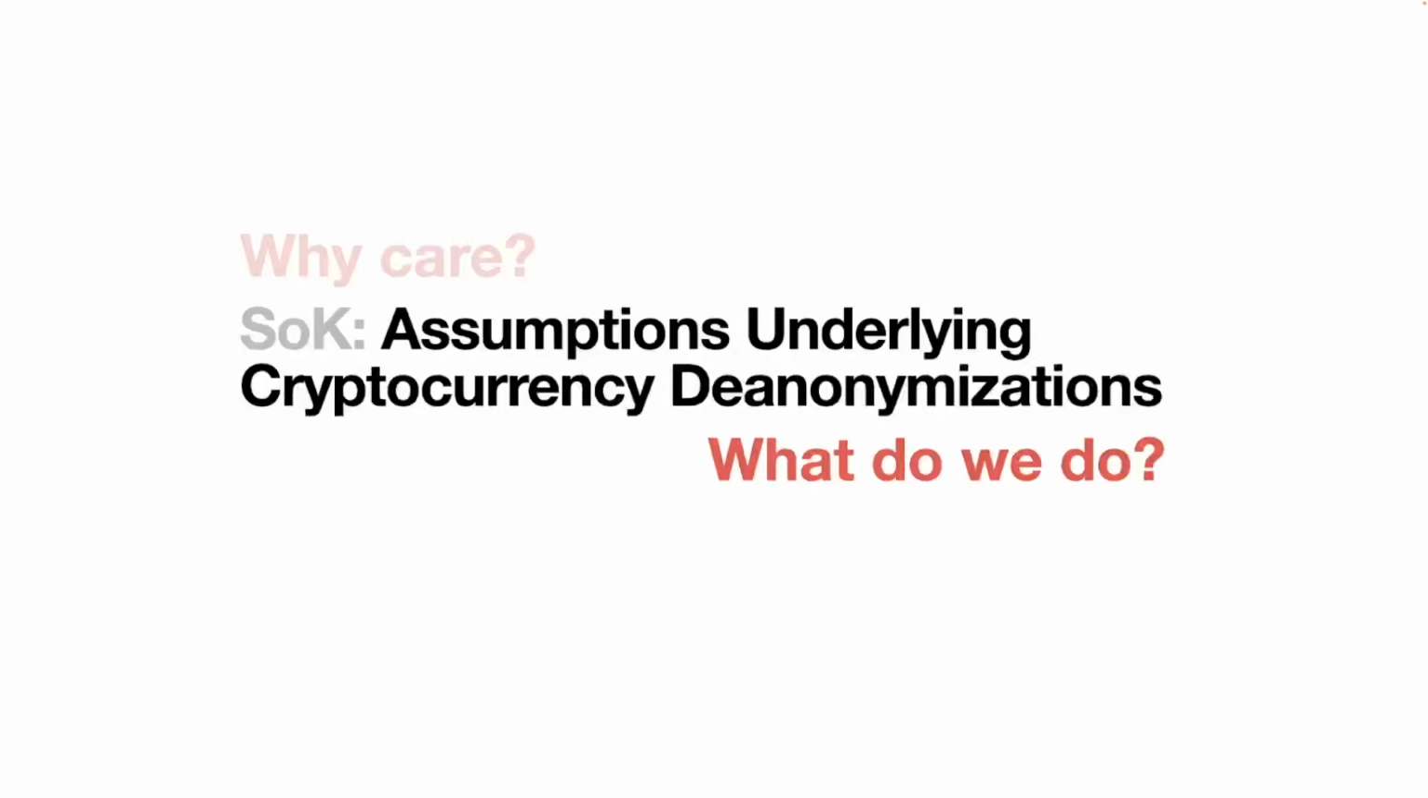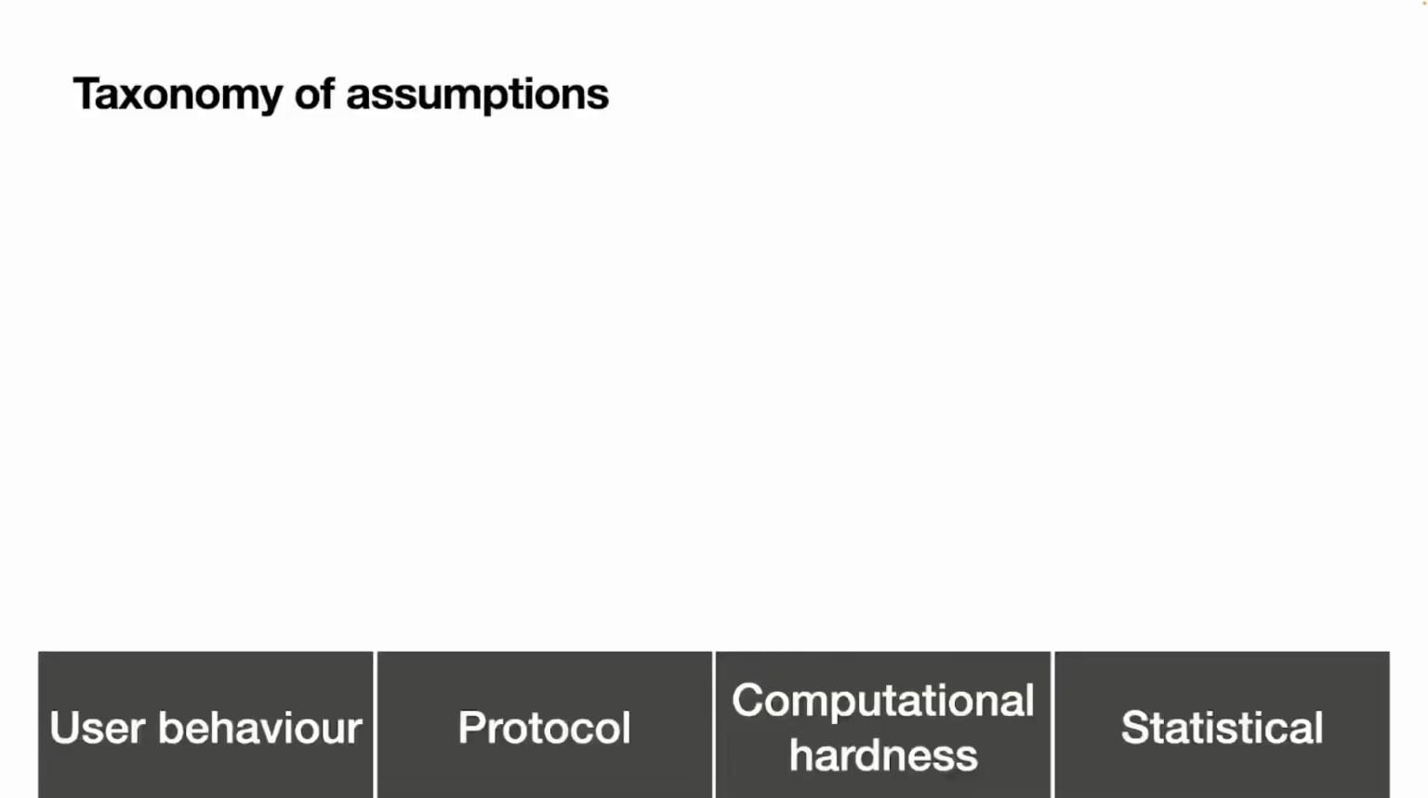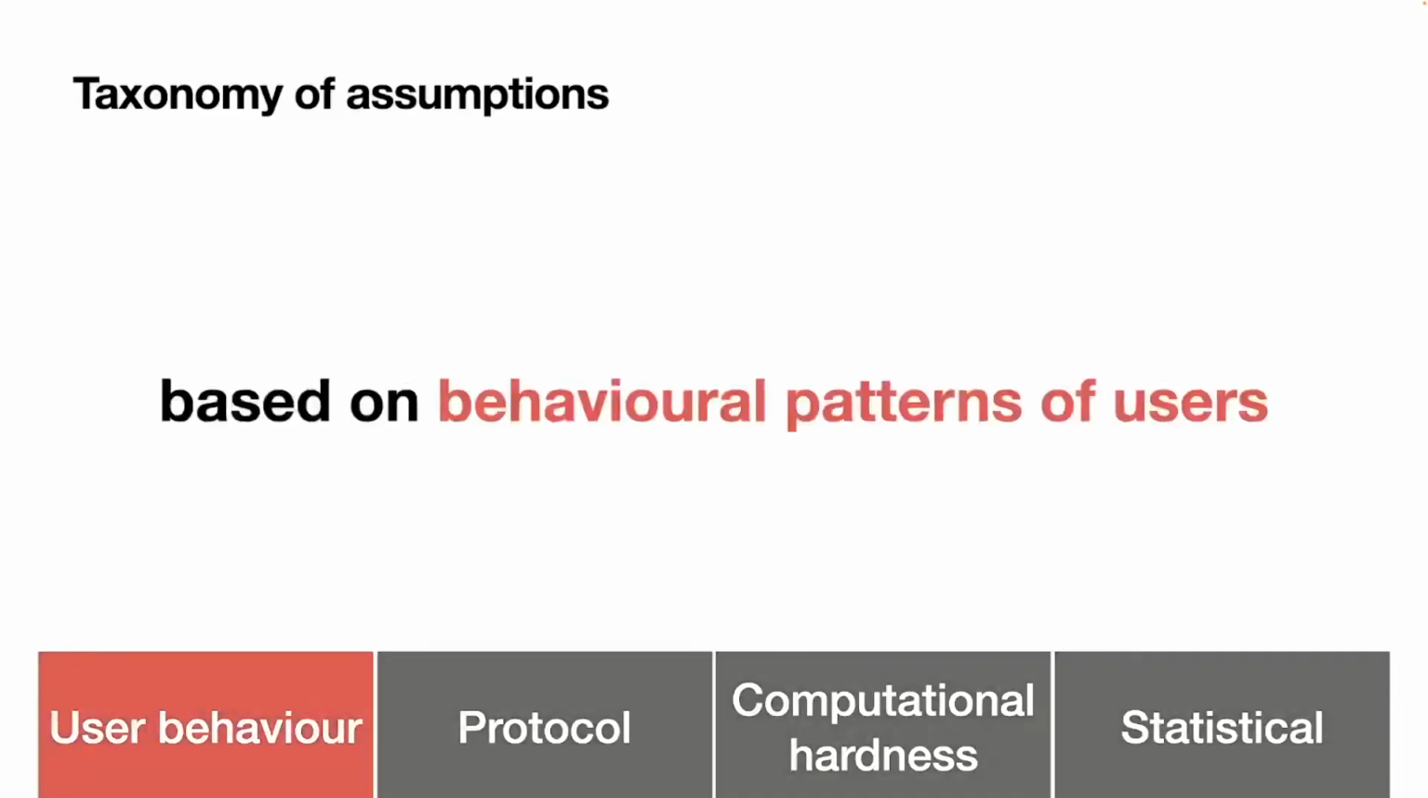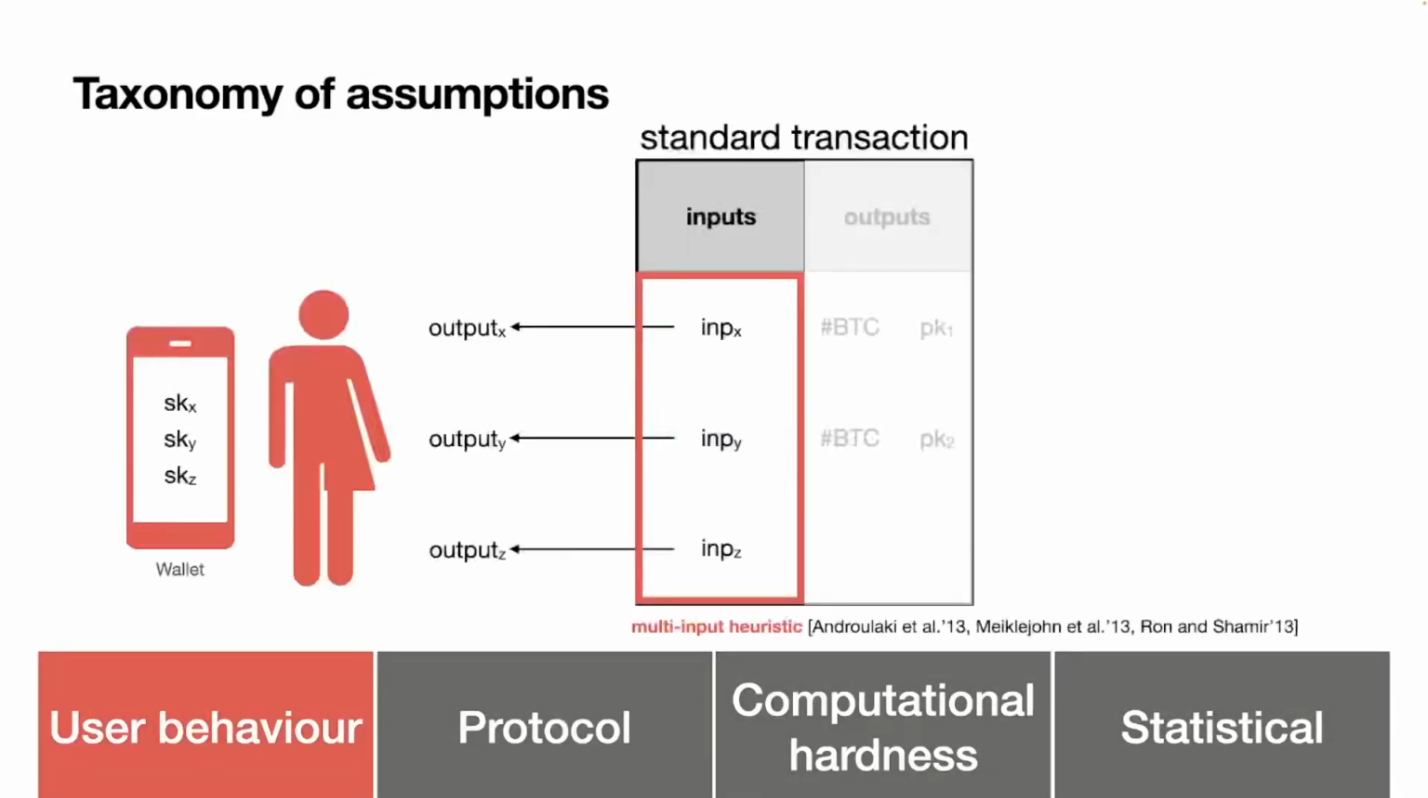So the next question is, what can we do about this? How can we address this legal issue? And the first thing we did is we proposed a taxonomy of assumptions. We distinguish user behavior, protocol, computational hardness, and statistical assumptions. User behavior assumptions are based on the behavior of users, and we already saw an example, namely the assumption underlying the multi-input heuristic.